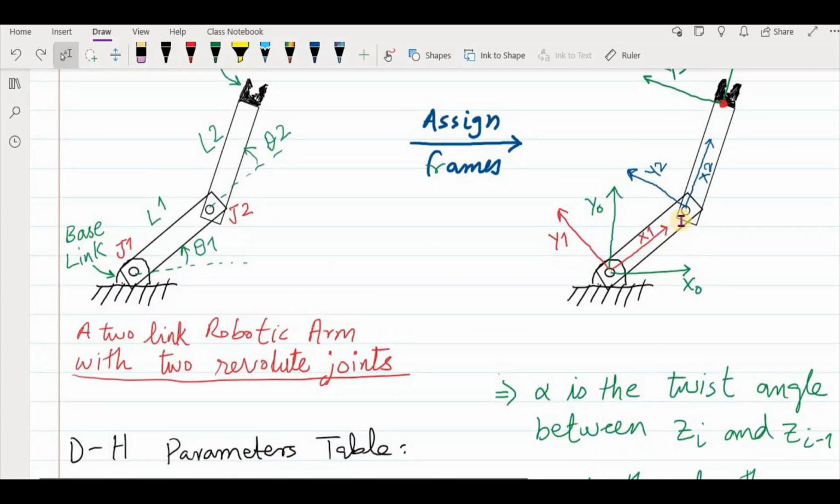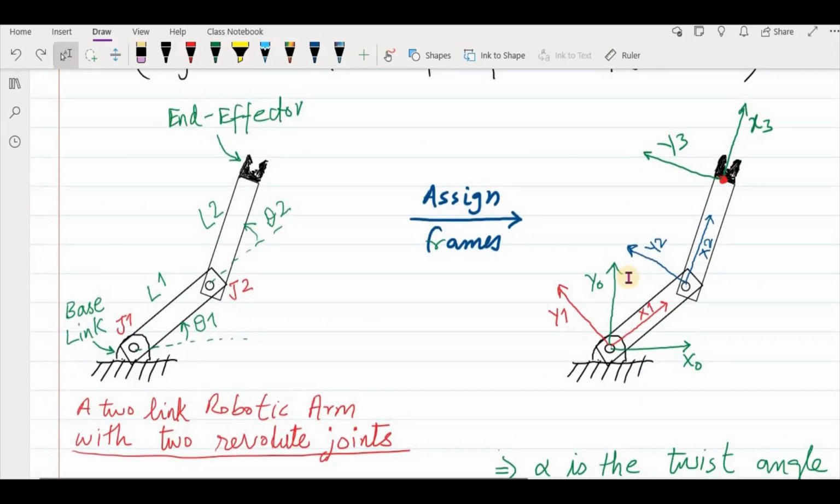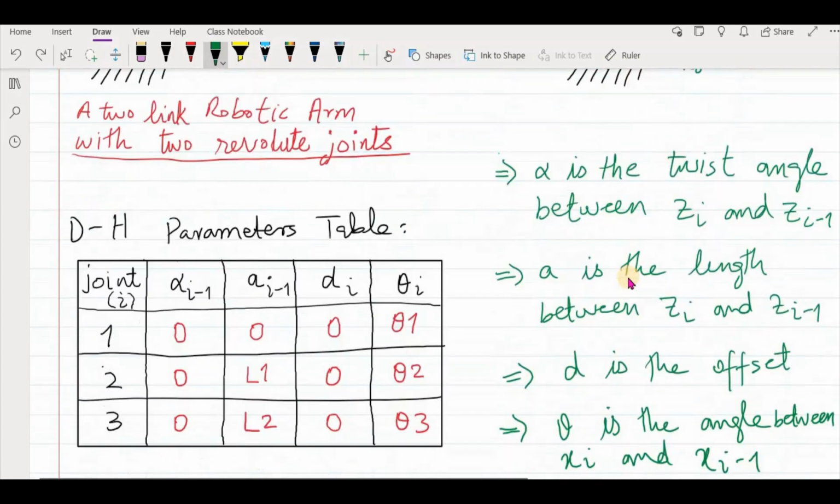Again, the offset will be 0, because there is no offset. It is assumed that both of these two links are not separated much from each other, okay? And again, the angle, which is the angle between the x-axis of x2 and x1, will be this angle, which is theta 2. So we put here theta 2.